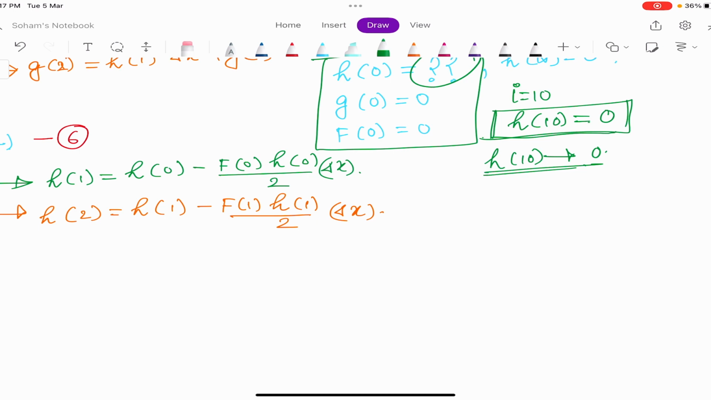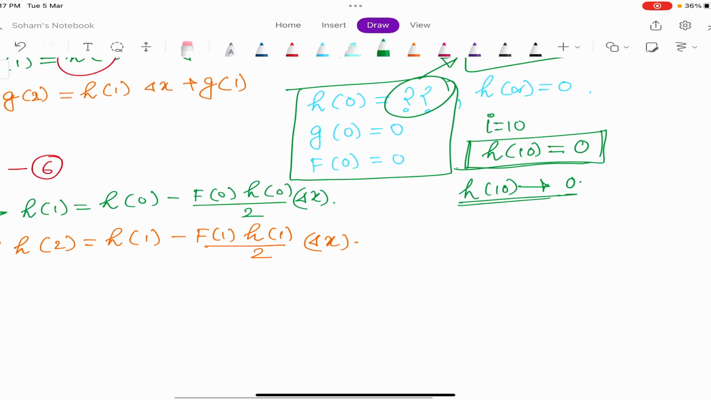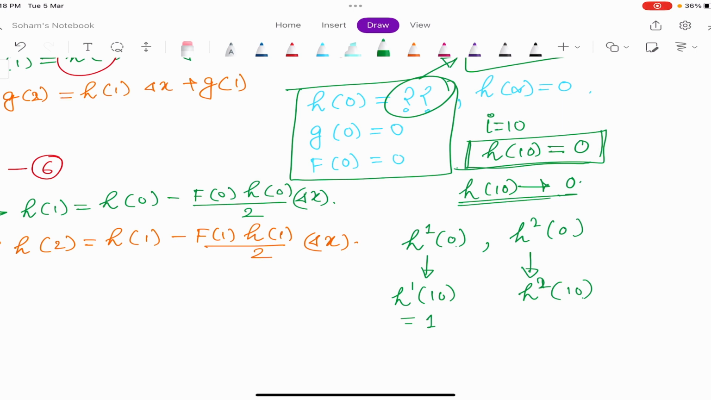Now there is an additional point, that for the first two values you shoot arbitrarily. So let me say that you have h of 0, first guess, as h1 of 0, and h2 of 0 as your second guess, and then you get here h1 of 10 as something, maybe 1, and then you get here h2 of 10. So these superscripts are the iteration number.